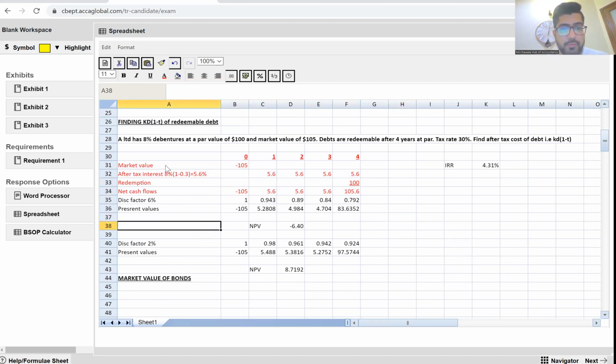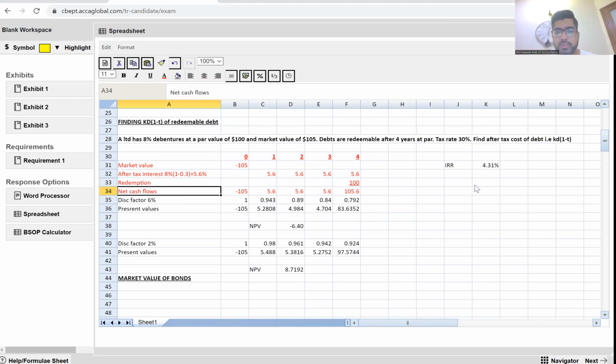So market value outflow 105. After tax interest 5.6, 5.6, 5.6, and redemption 100, you get net cash flows. No need to work beyond this. Once you have net cash flows, the long method is first discount factor to get present value NPV, then second discount factor to get present value NPV, then IRR.